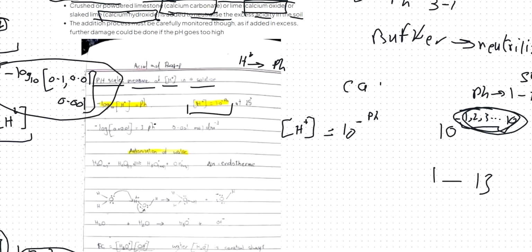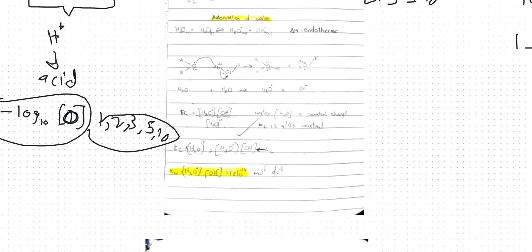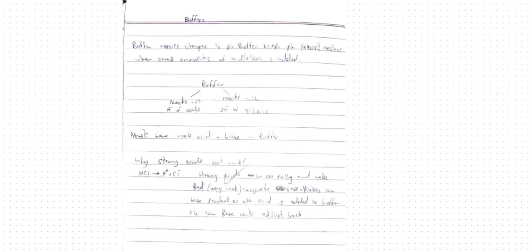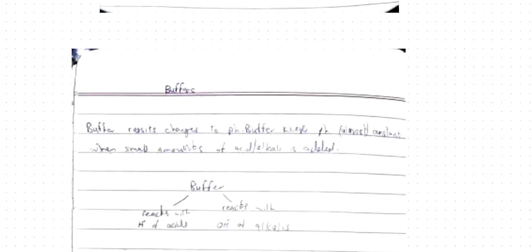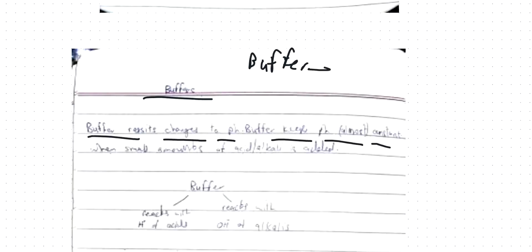This is how you calculate the pH concentration. So yeah, this is A-level stuff. It's not in your syllabus. So I want to focus on buffers. So what is a buffer? A buffer resists changes to pH. A buffer keeps the pH constant. So the job of buffers is to make the pH remain constant.